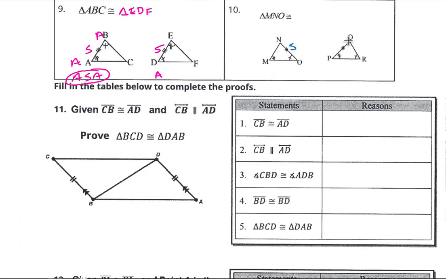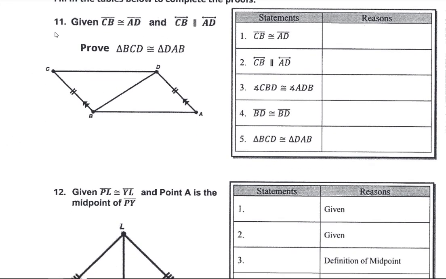Looking at our number 10, again, we have another angle side pattern. So those triangles are going to be congruent. And M to N to O is going to cause us to have to go P to Q to R.